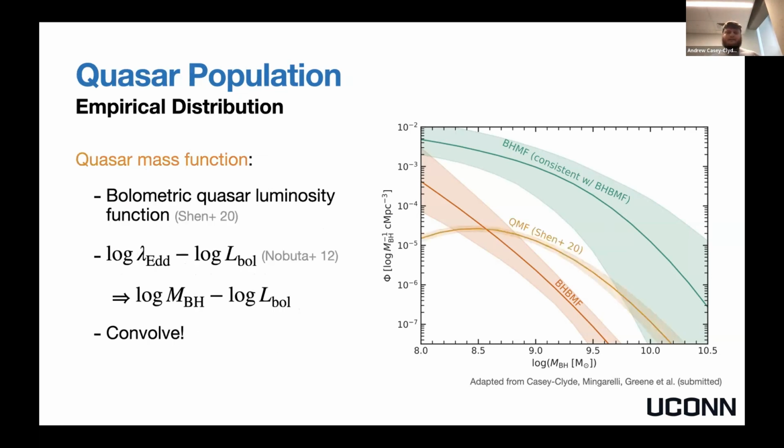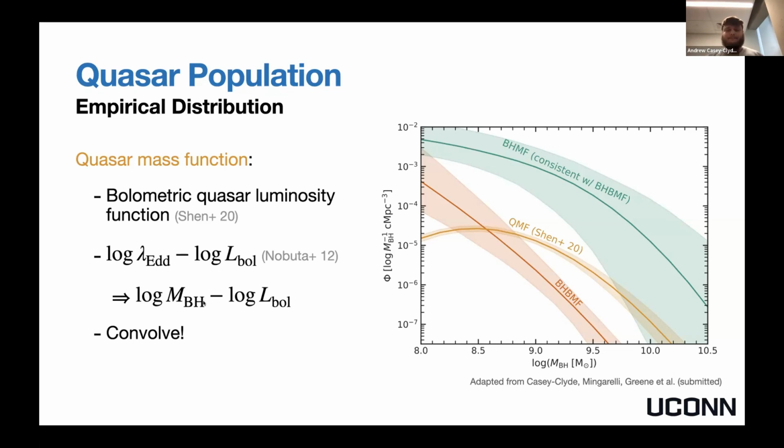The next thing that we need is a quasar mass function, since we want to try to figure out how many quasars might host a binary. For that, we use the bolometric quasar luminosity function from Shen et al. 2020. And for anyone who might be familiar with the Hopkins et al. 2007 quasar luminosity function, this is a direct update to that. Once we have our quasar luminosity function, we then assume a scaling relation between Eddington ratio and bolometric luminosity, since this implies a scaling relationship between the black hole mass and the bolometric luminosity. So it gives us a way to convert between the two.